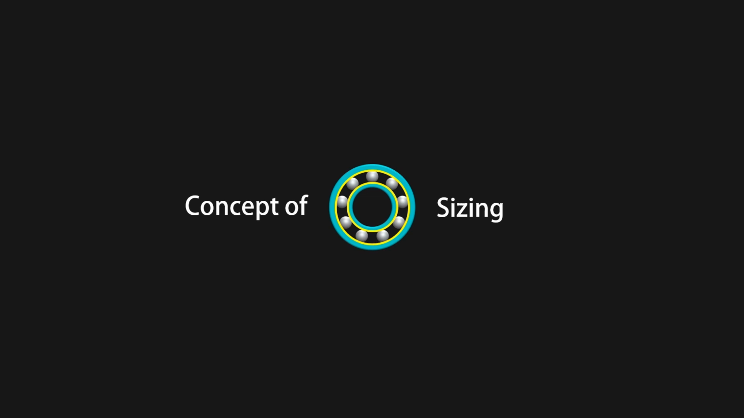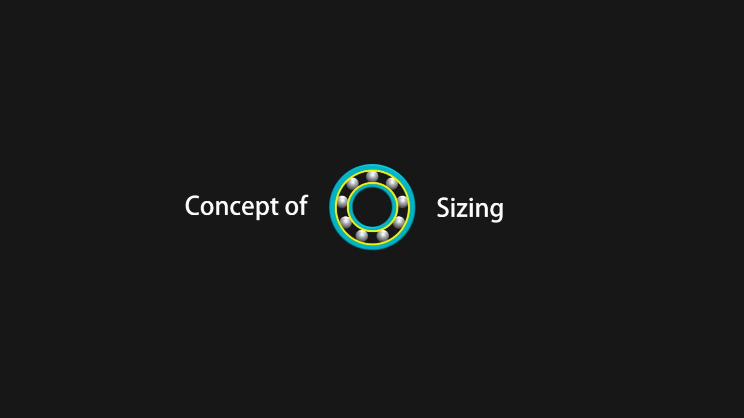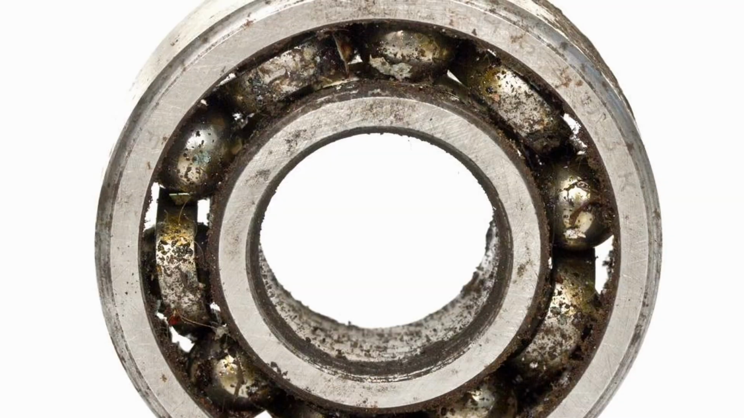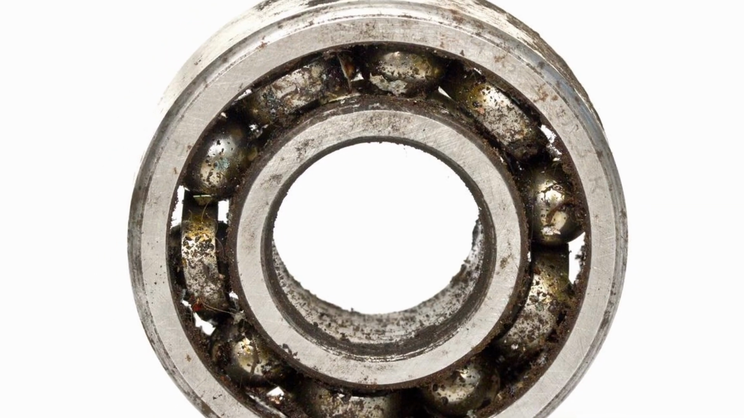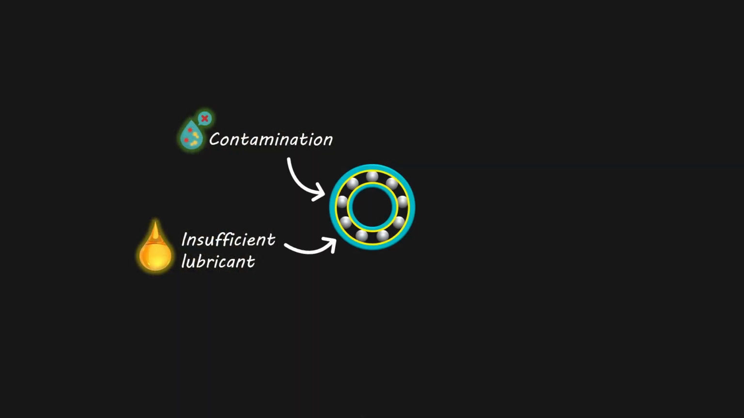But before any calculations, let's start from the concept of bearing sizing one more time, and this time even deeper. The concept of bearing sizing is directly based on the cause of bearing failure. It means the size of the bearing should be sufficient to ensure that the bearing won't fail for a given load and speed. And a bearing can fail because of many reasons, like insufficient lubrication or contamination inside the bearing.